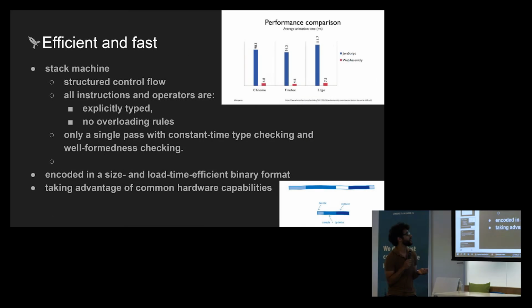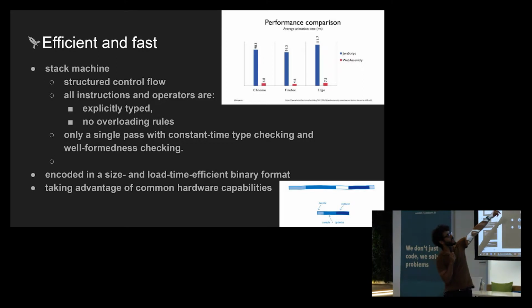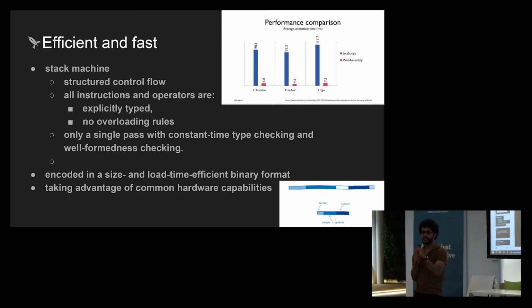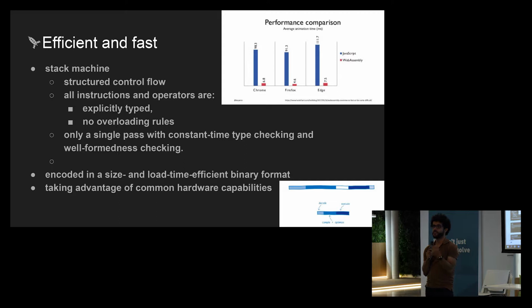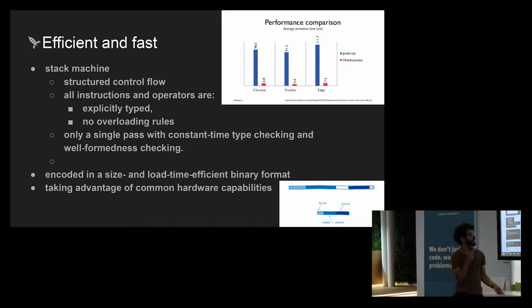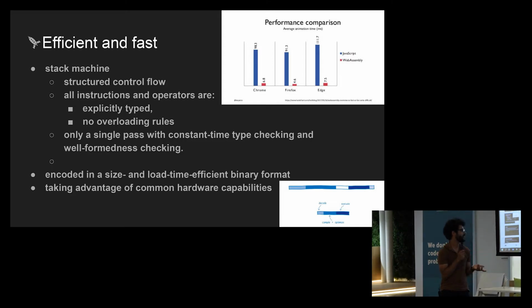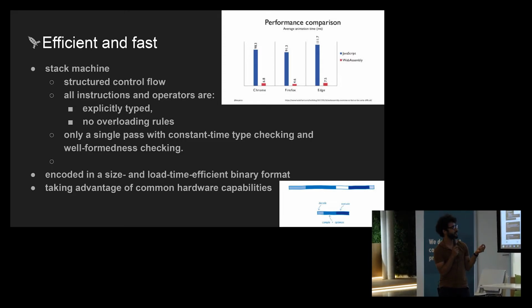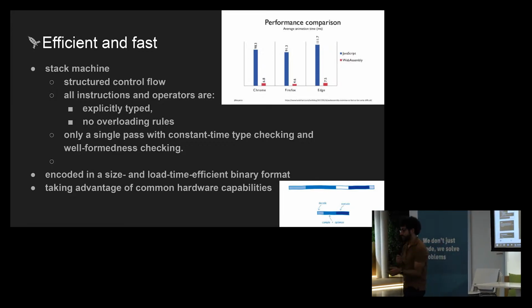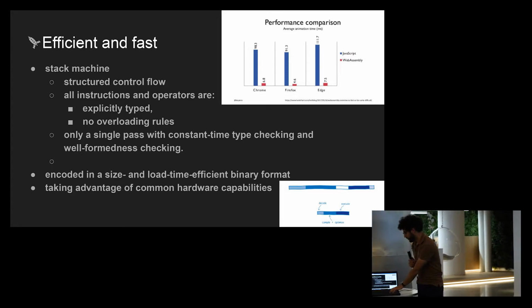The gains are huge. And all the instructions are explicitly typed, and there are no overloading rules. So there's only a single pass to interpret everything. You don't need to do multiple steps like you do in an AST type language. So as I talked about before, it is encoded in a binary format to be as tiny as possible. And so it can be used on our phones, for example.